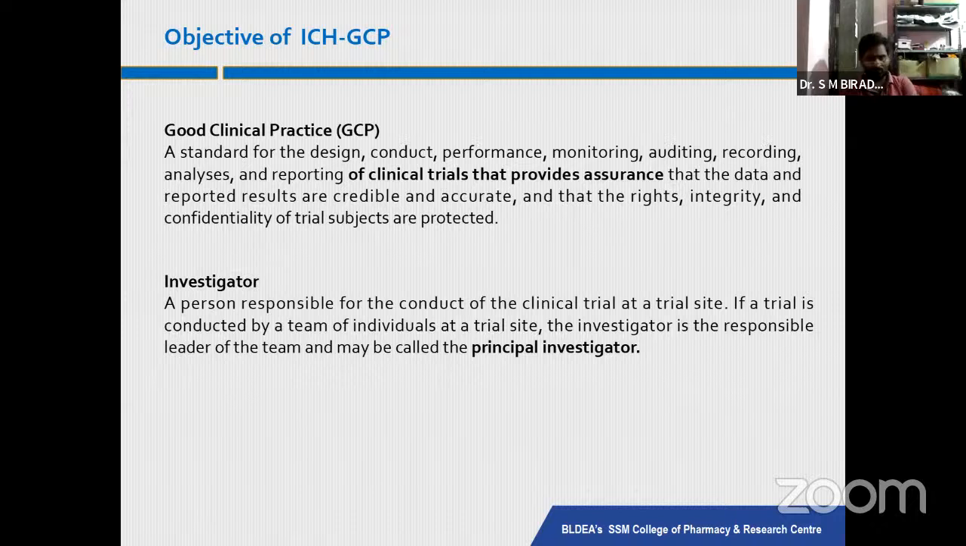The person who conducts all these trials is sometimes called the investigator, who is the person responsible for the conduct of the clinical trial at a trial site. If the trial is conducted by a team of individuals at the trial site, then the investigator becomes the principal investigator. Some trials can also be done by an individual, and that individual person becomes the investigator.